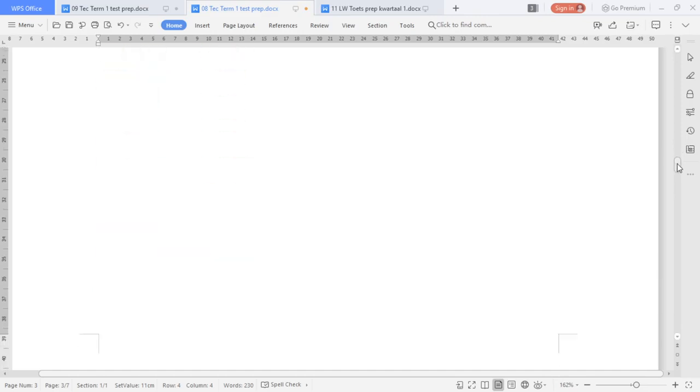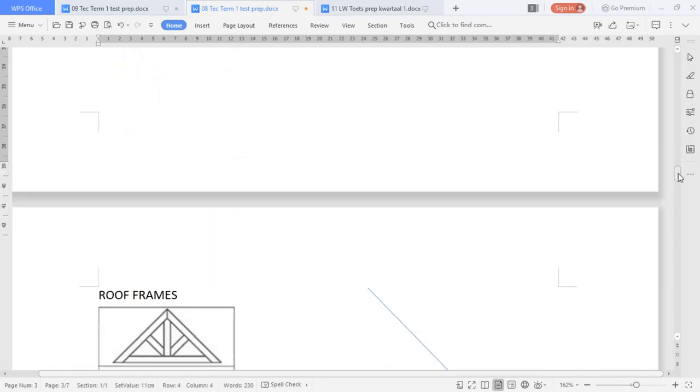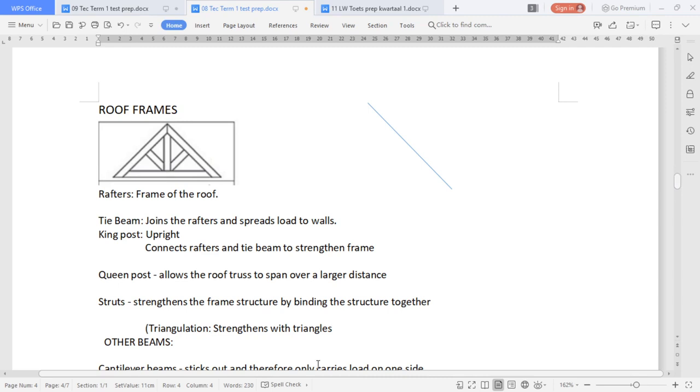Right, then that is it for forces. Next time we'll have a look at roof frames.